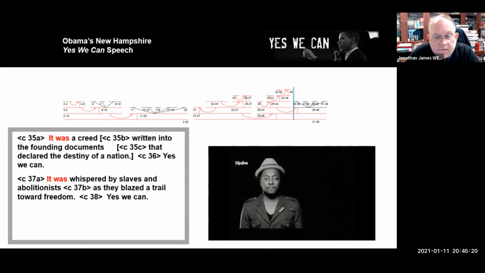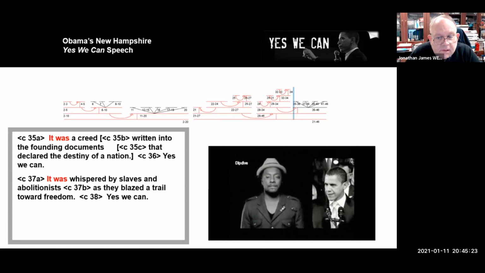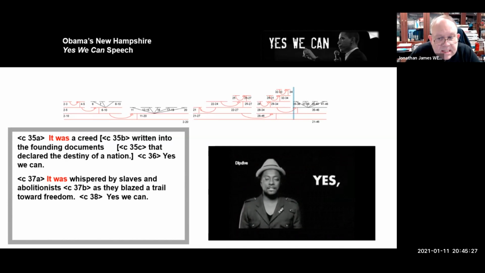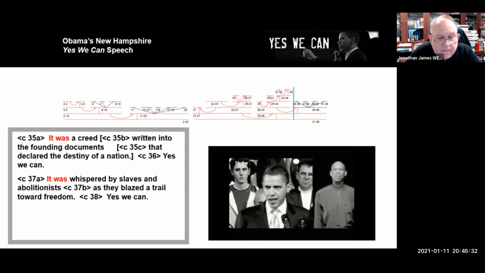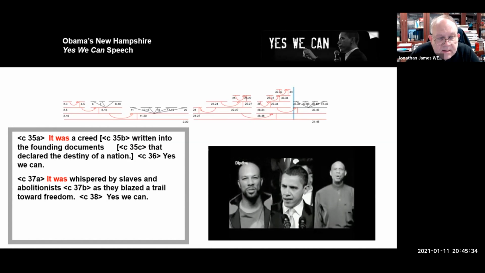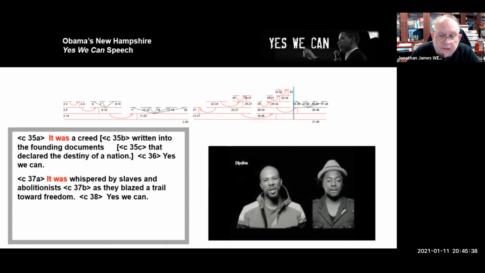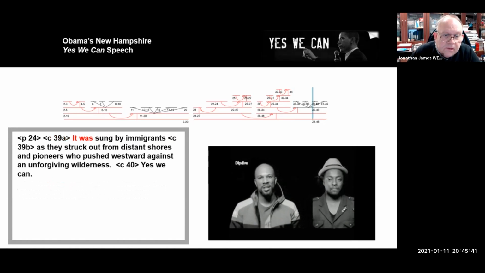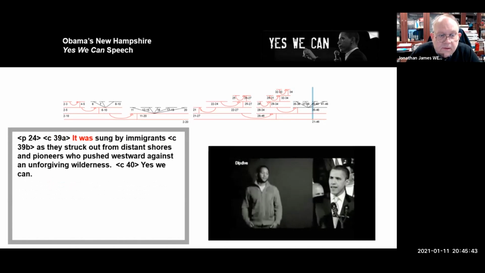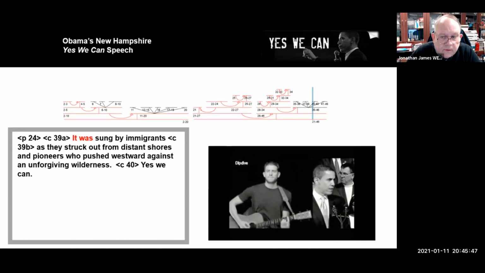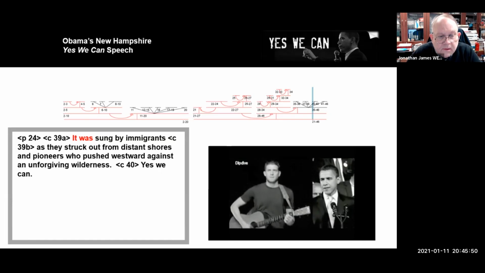It was a creed written into the founding documents that declared the destiny of a nation. Yes, we can. It was whispered by slaves and abolitionists as they blazed the trail toward freedom. Yes, we can. It was sung by immigrants as they struck out for distant shores, pioneers who pushed westward against unforgiving wilderness. Yes, we can.